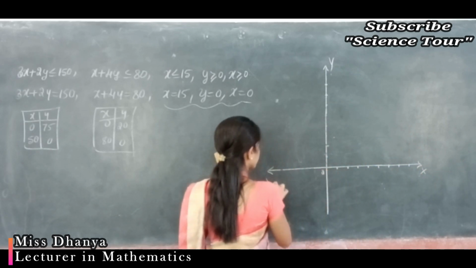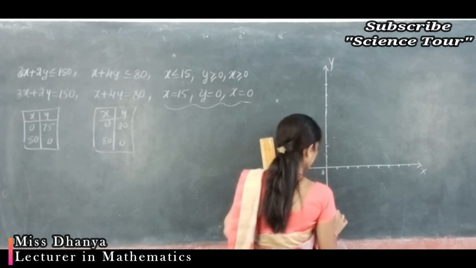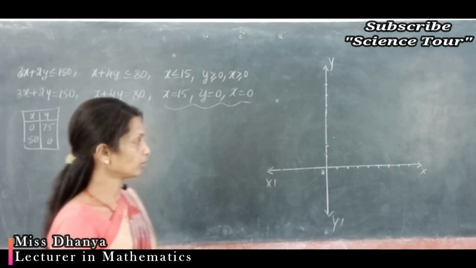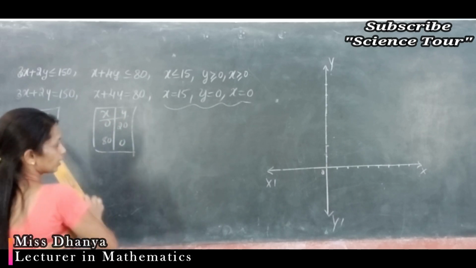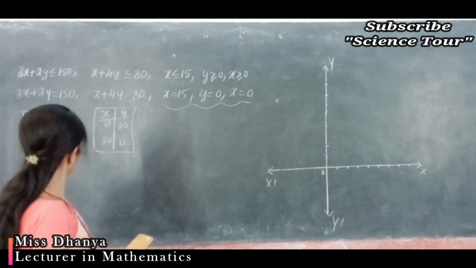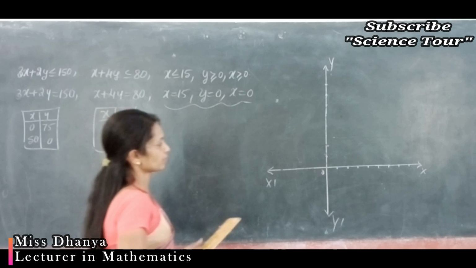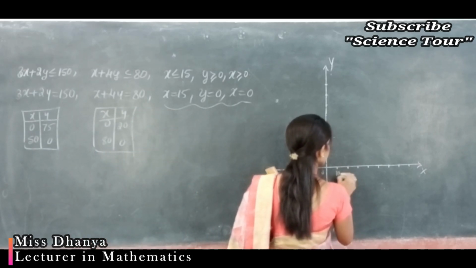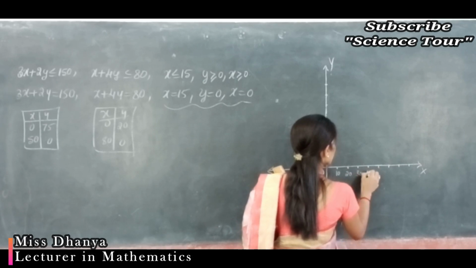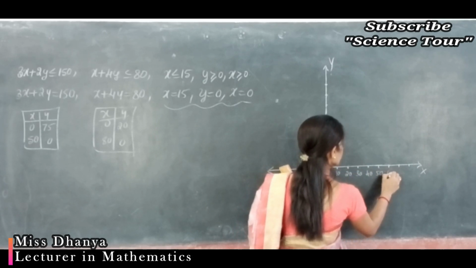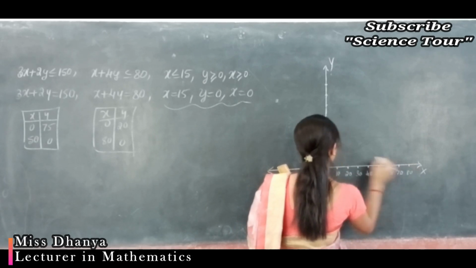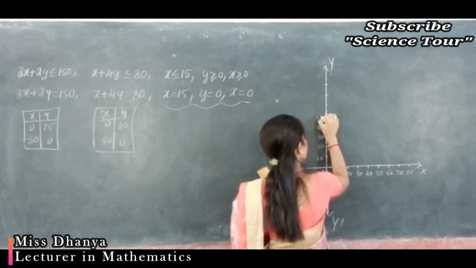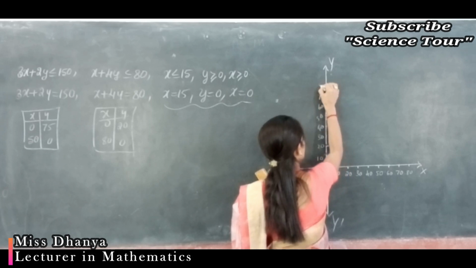The x-axis is XO, X dash, the y-axis is YO, Y dash. Actually the negative side of both axes is not needed now. Okay, first table, we mark the first table points. First point is 0, 75. Before that you write the numbers 10, 20, 30, 40, 50, 60, 70, 80. Here also 10, 20, 30, 40, 50, 60, 70, 80.